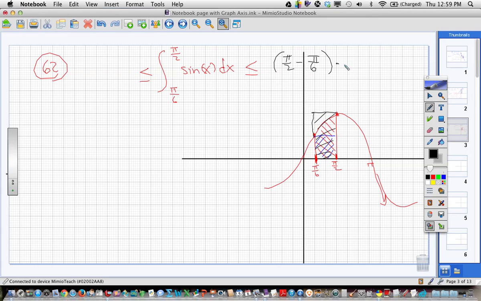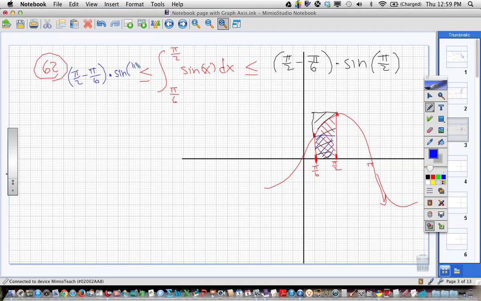And what's the height of this interval? Sine of pi halves, which, yes, is 1. Okay, but that would be the width and the height of that black rectangle. Okay, and we'll work that out in a minute. Now, the blue rectangle would have the same width, so it'd be pi halves minus pi 6. And the only reason I'm writing this out is because they said show that this is a true statement. So that's the width of my blue rectangle. What's the height of my blue rectangle?